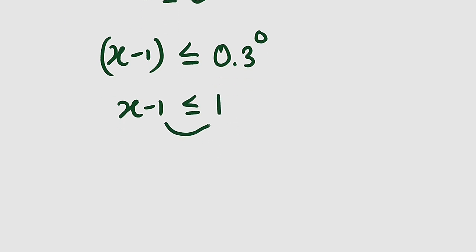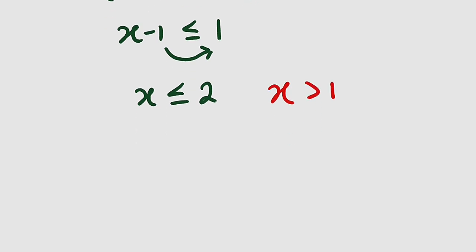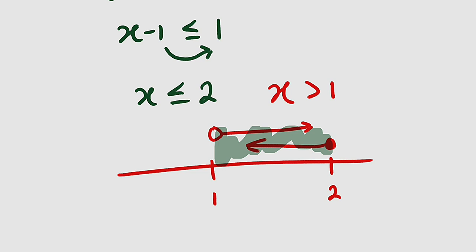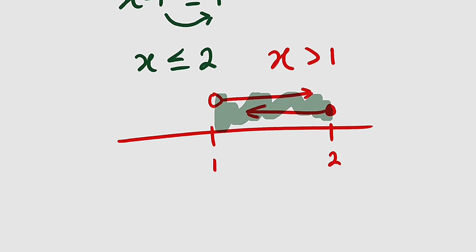Now we can take this 1 to the other side. It becomes positive. 1 plus 1 is 2. So x is less than or equal to 2. Well, remember our domain is x greater than what? 1. So on a number line, if you have 1 here and 2 right here, graphically you can see that we have x less than or equal to 2 here, and x greater than 1 here. So our solution is between 1 and 2, excluding 1 but including 2.